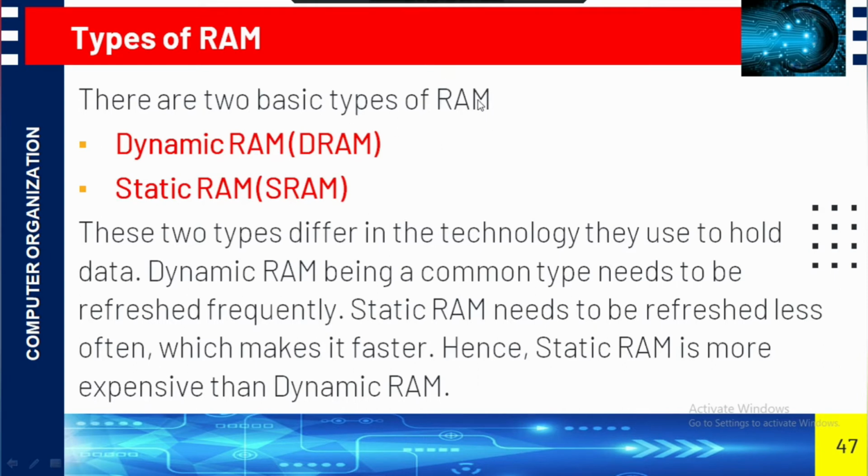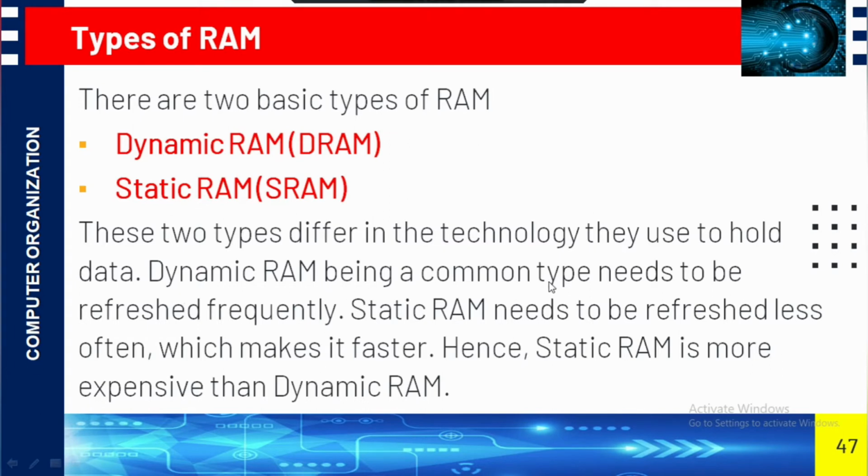These different types are based on their technology, how they store the data in the device. RAM can be classified into two types, dynamic RAM and static RAM. This classification is based on the technology used to store the data. These two types differ in the technology they use to hold data, whether it is held permanently or refreshed frequently.